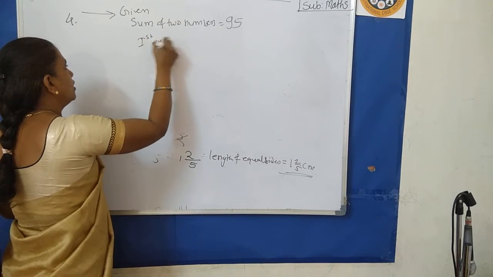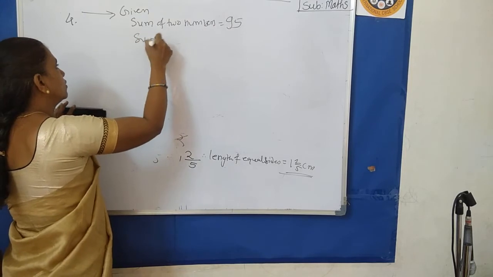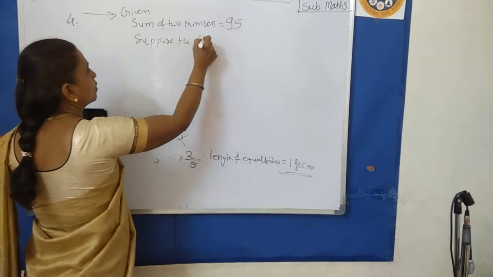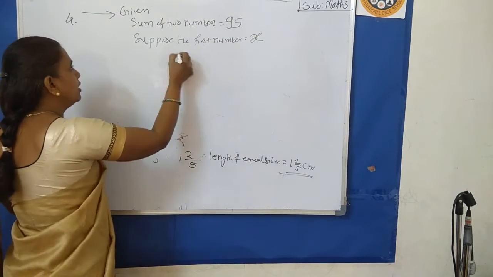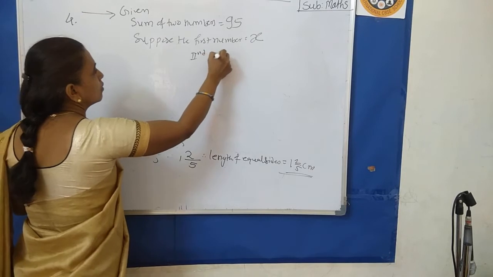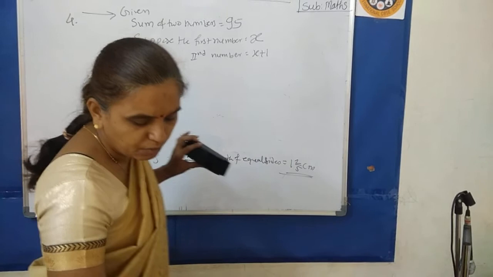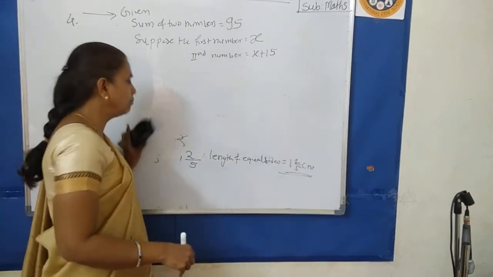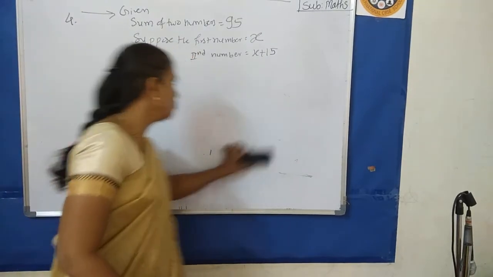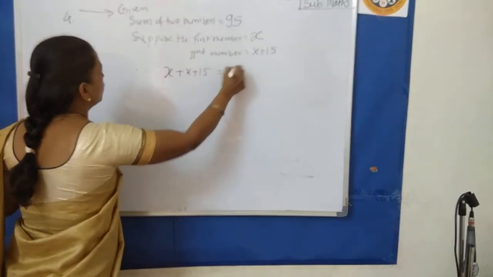First exceeds. Suppose the first number is equal to x and the second number is equal to x plus 15. What is given here? One number exceeds the other by 15. Therefore, the second number we can take as x plus 15, and the sum of the two numbers from the given condition. Therefore, we can write here x plus x plus 15 is equal to 95.